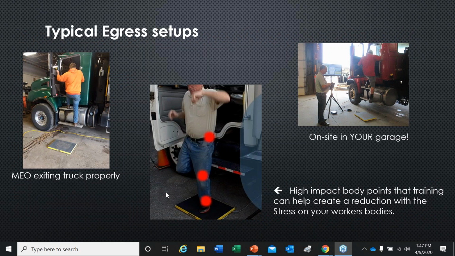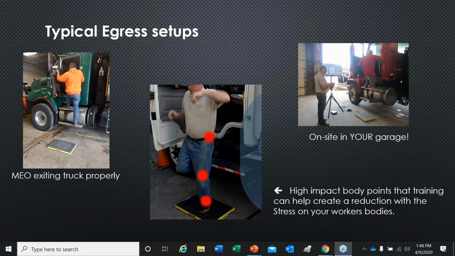And here are examples of the typical egress setups. On the left, the motor equipment operator is exiting the truck properly with the 3 points of contact. He's holding onto the different parts of the truck. He would be stepping onto that force plate to get the impact that would be occurring. And you're going to see a quick video that I've got that can show you how it can be done.